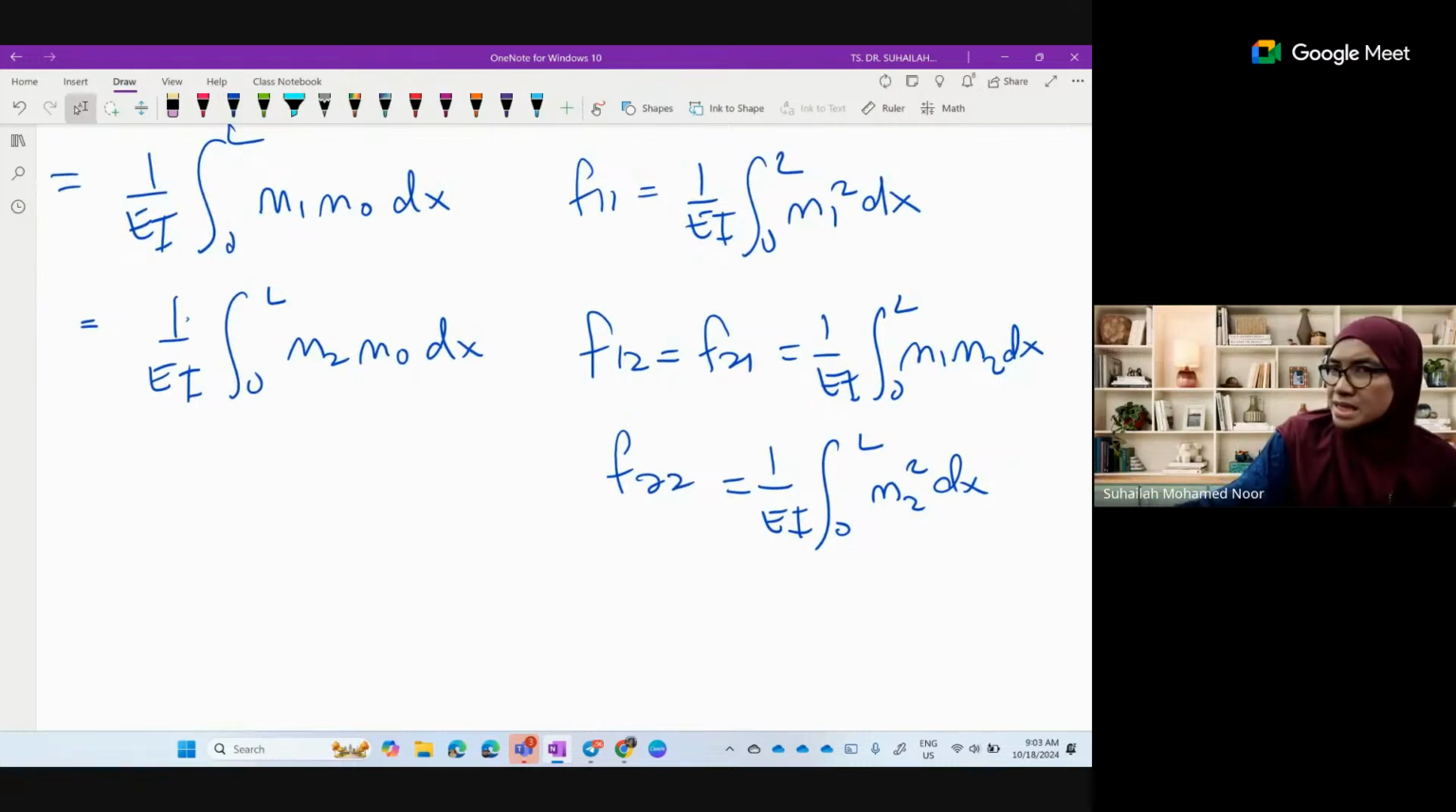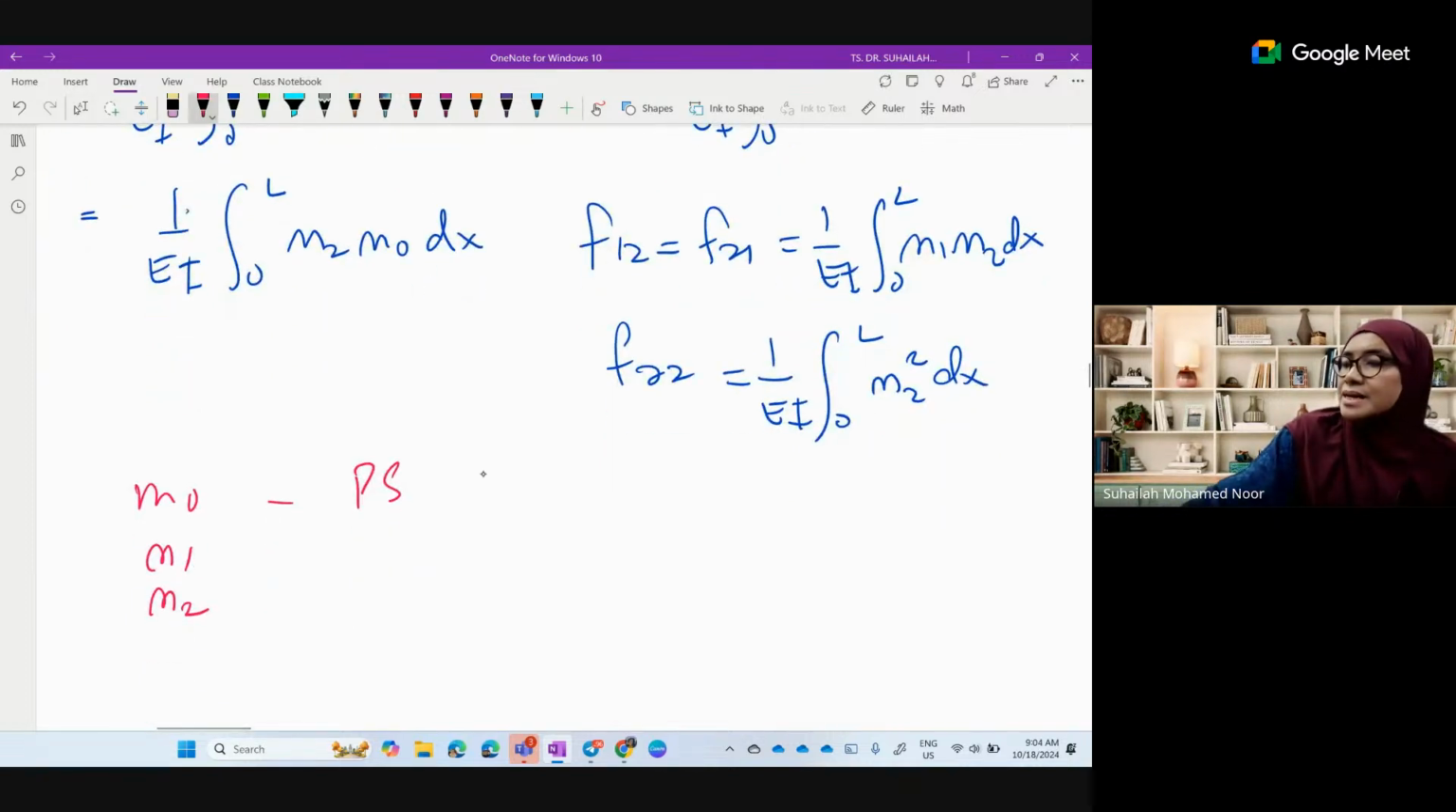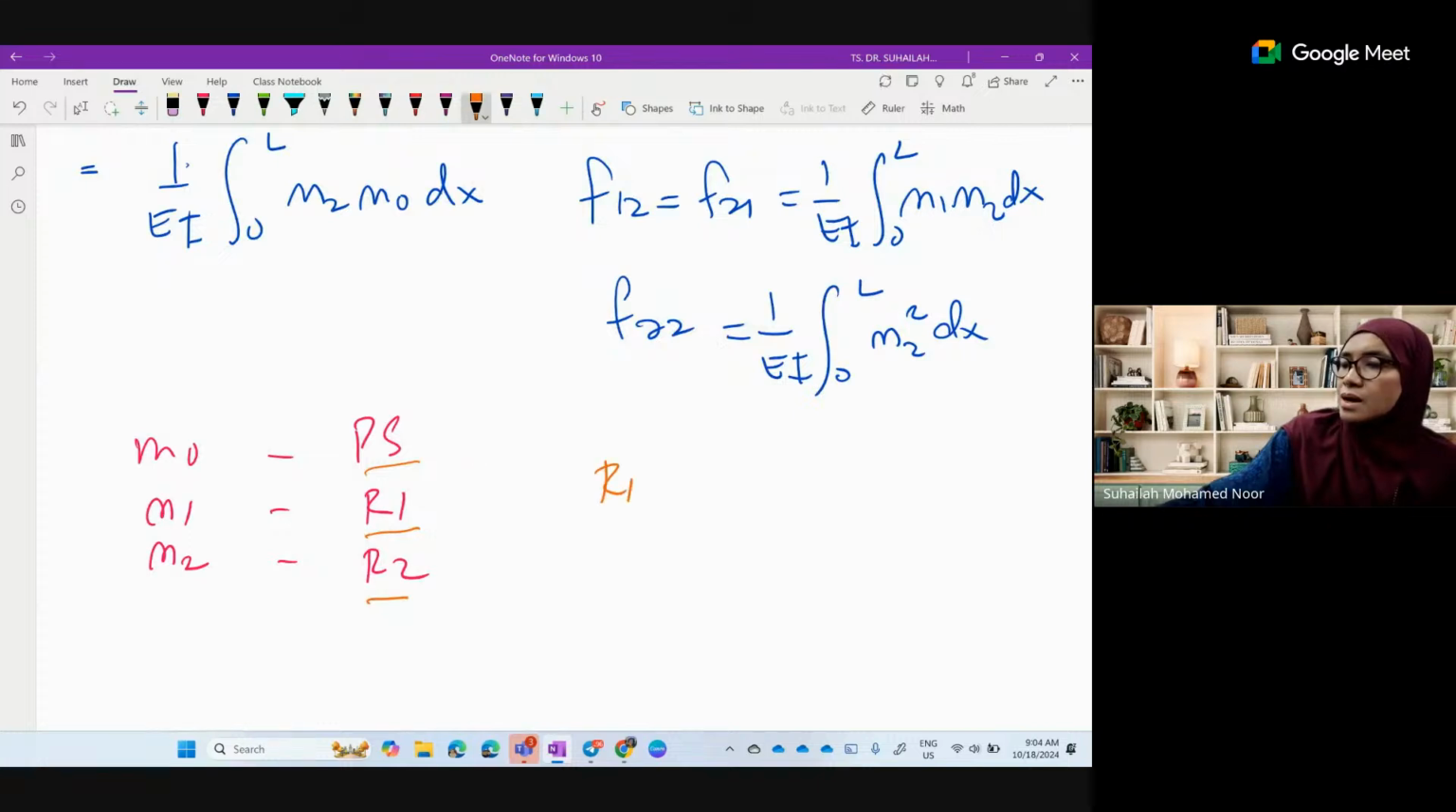So how do we identify which system? We have 3 labels here: M0, M1, M2. This one has M0, this one has M1, this one has M2. So, not like the usual, primary structure. M1 is redundant 1, M2 is redundant 2. So we have 3 determinate systems. The first one is the primary structure, then redundant number 1 and redundant number 2.